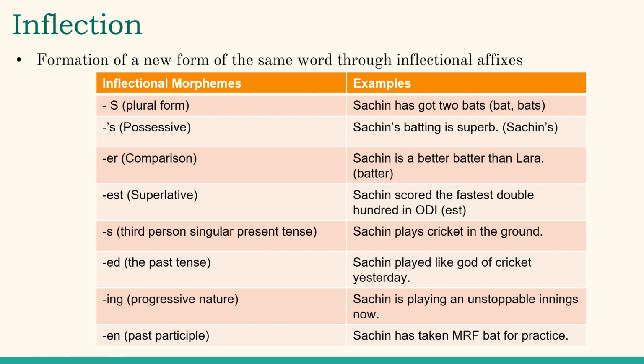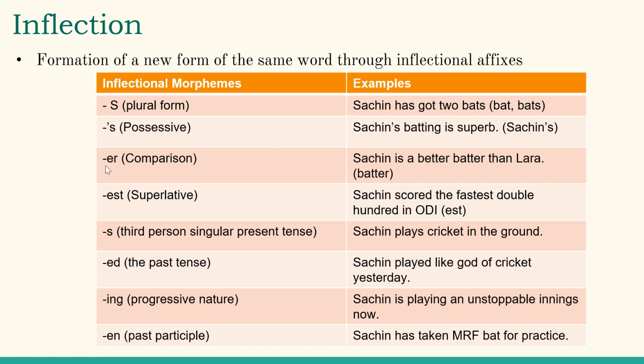It is going to create a new form of the same word through some inflectional affixes being added. What are the simple examples? I will add an S, which is nothing but a plural form, and I can create a new word out of it. Sachin has got two bats. This bat has now become bats, and this is the simple example for inflection. Apostrophe S, possessive. I can say this with a simple example. Sachin's batting is superb. Sachin's.